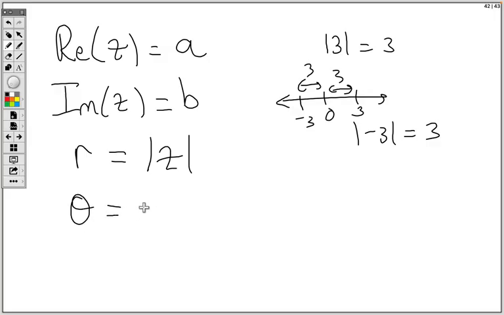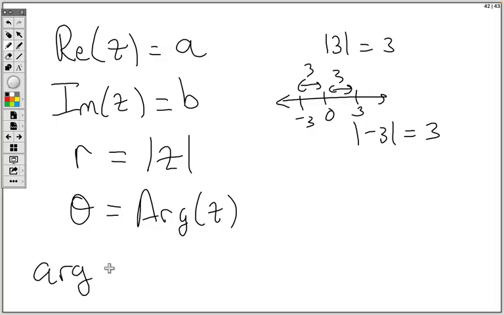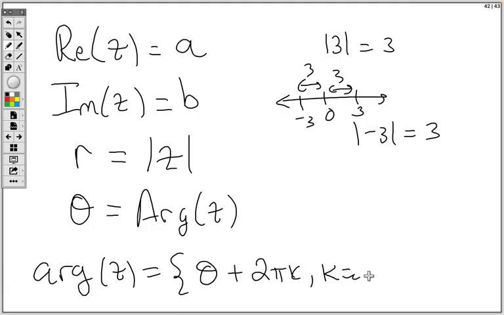The angle theta is called the principal argument, denoted by capital ARG. The lowercase arg, the lowercase argument, is just going to be this angle plus all the coterminal angles. So the lowercase argument is the set of all possible angles theta. The uppercase argument is just the one that lives between -pi and pi.